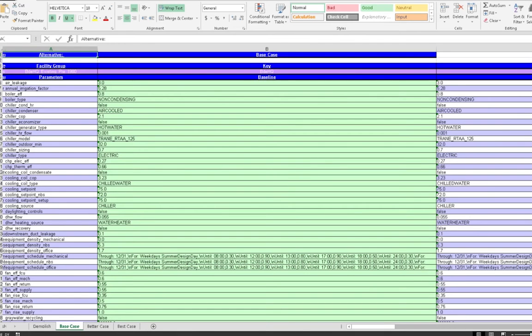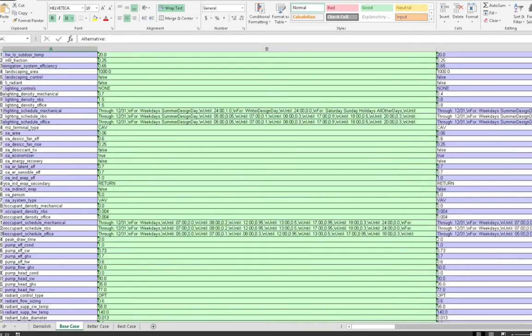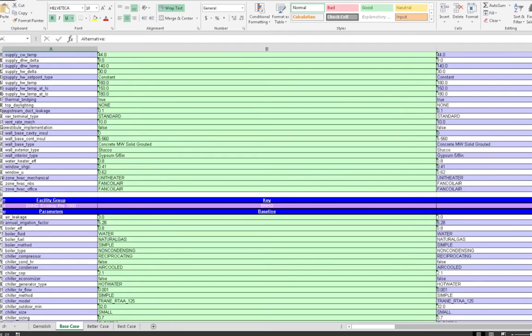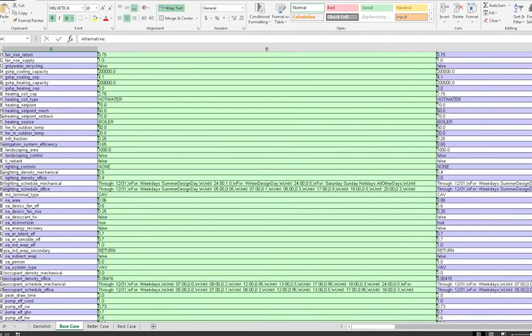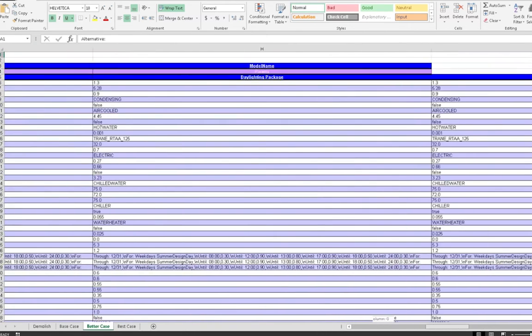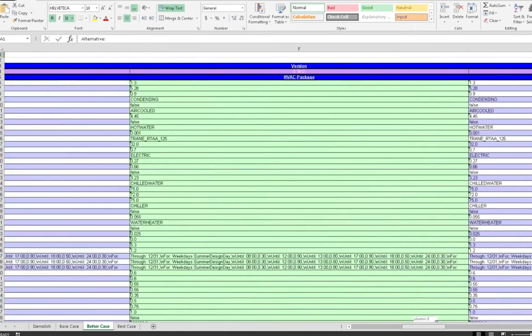So we have, once again, all the facility groups here. For this, we see in this case the base case is selecting the baseline. So what your package selection is, what you're going to see selected here, and you can see all the inputs for each of those. And it does this by alternative. And if we go to the better case, you can go through and see which package was selected, and then the inputs that were selected given that package.